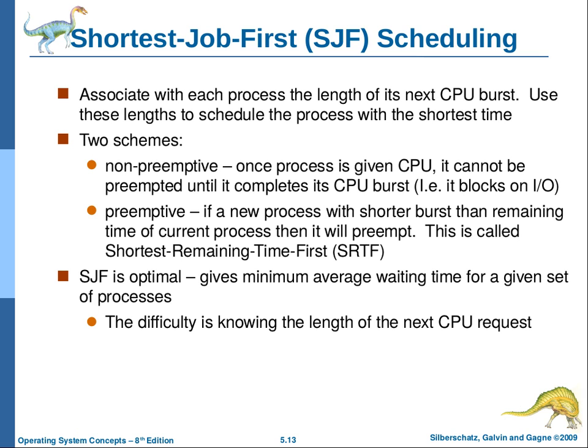Okay, two schemes. Non-preemptive: once a process is on the CPU, it cannot be preempted until it completes its CPU burst, aka I/O blocks it. In other words, nothing's going to stop it. There's no slicing it up. Maybe that's a better way to think of it, because it's not going to be preempted by some other process. It has to either terminate or wait for I/O. Preemptive: if a new process arrives with a shorter burst than the remaining time of the current one, then it will preempt it, aka take it out of the job queue and put the new one in. Does that make a little more sense?